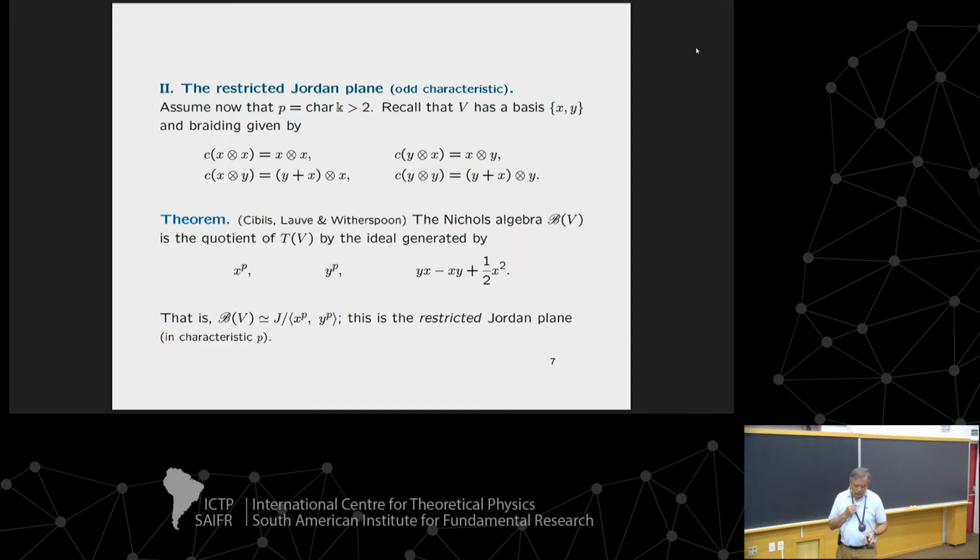Then Sibils, Lowe, and Witherspoon observed that the Nichols algebra B of V is the quotient of T of V by the ideal generated by three relations, X to the P, Y to the P, and this which is the relation of the Jordan plane. In other words, the Nichols algebra of V in characteristic P is the quotient of the Jordan plane by these two extra relations. So by analogy with the theory of restricted Lie algebras, we call this the restricted Jordan plane in characteristic P.